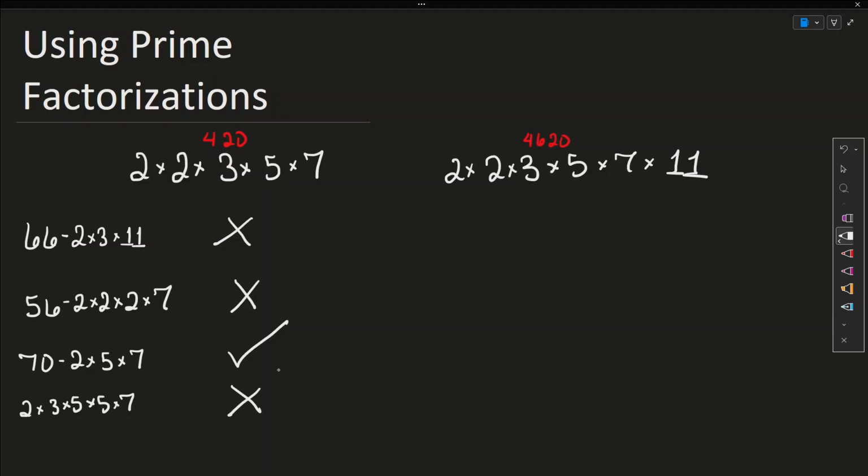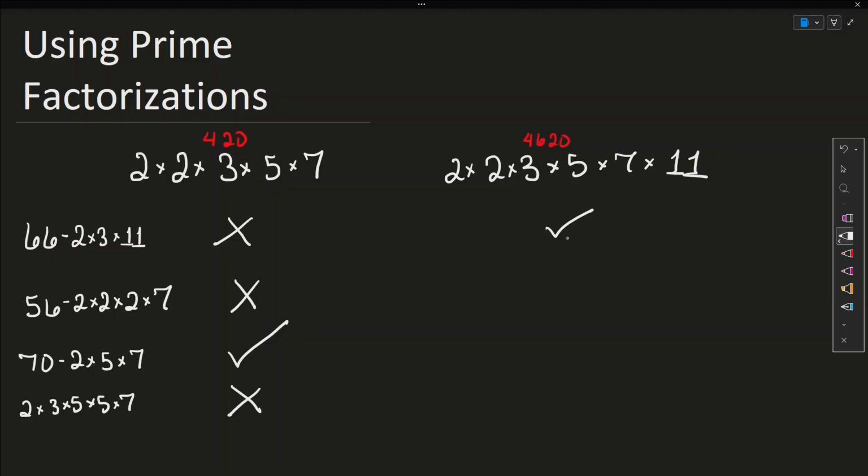What about 4,620? For 66, we had 2 times 3 times 11. And in this, we do have a 2, a 3, and 11. So yes, 4,620 is divisible by 66.